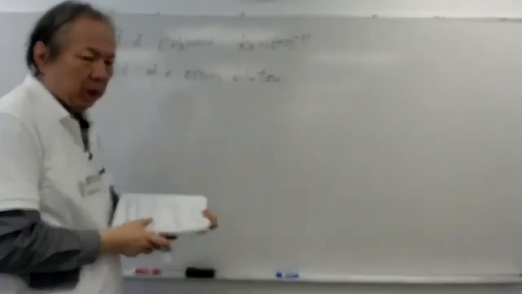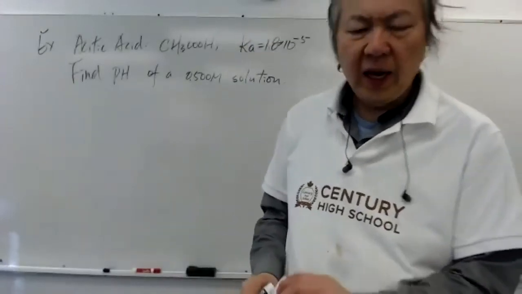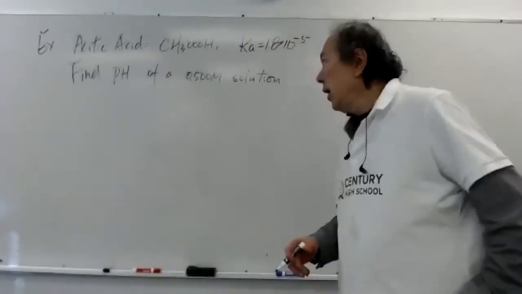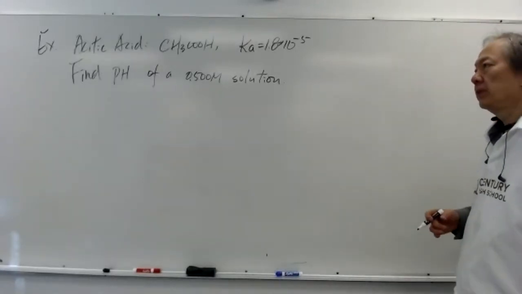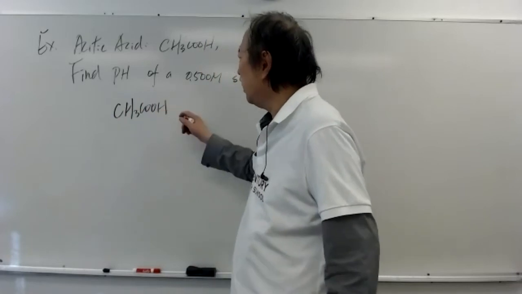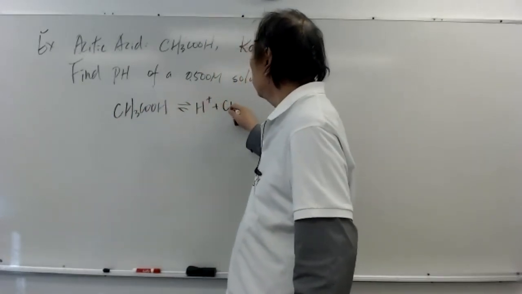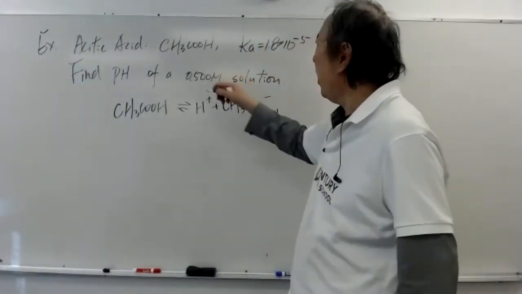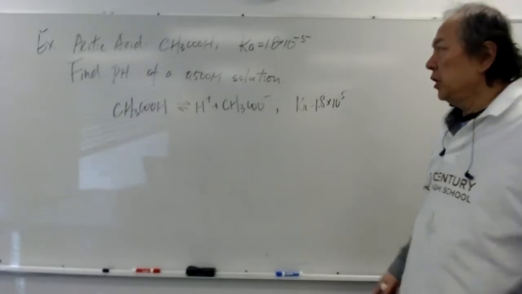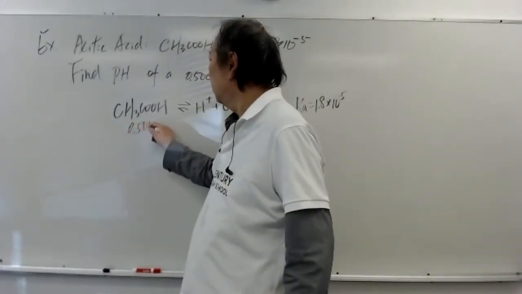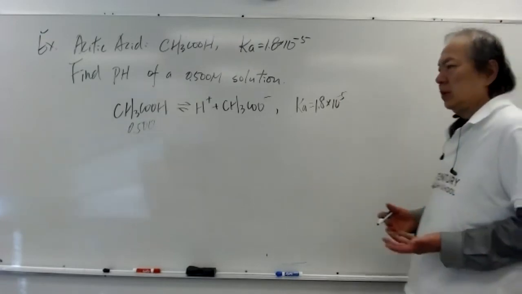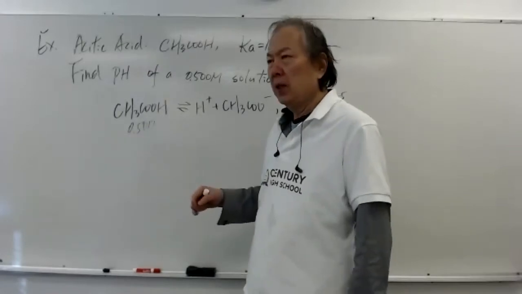Here, they give you the Ka value for acetic acid, CH3COOH, 1.8 times 10 to the negative 5. They ask what the pH value will be. So we understand CH3COOH is acetic acid. It goes into the water and becomes H plus and CH3COO minus. The Ka value equals 1.8 times 10 to the negative 5. Initial concentration 0.500. Because this is a weak acid, it cannot be 100% ionized in water, so only part of it is ionized.